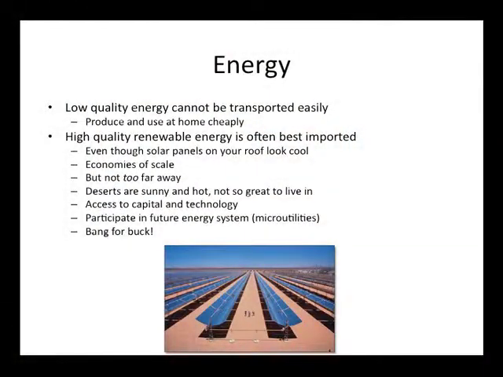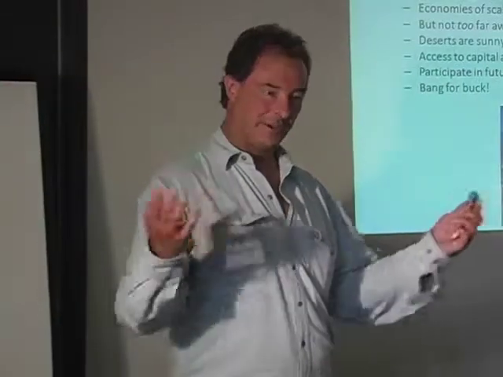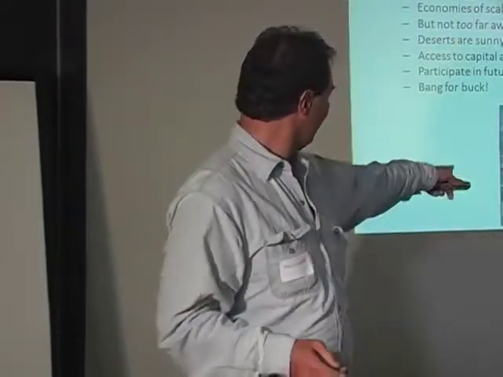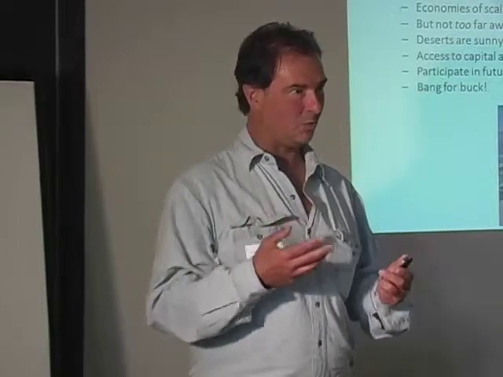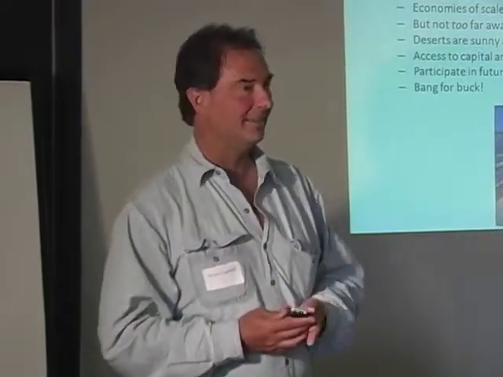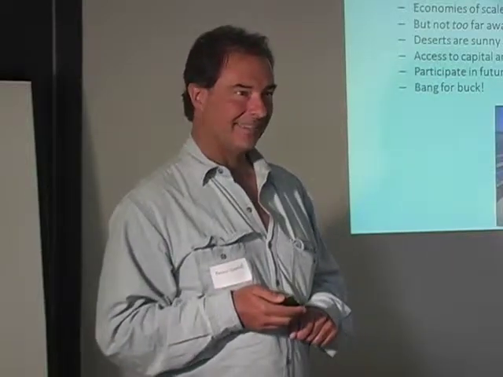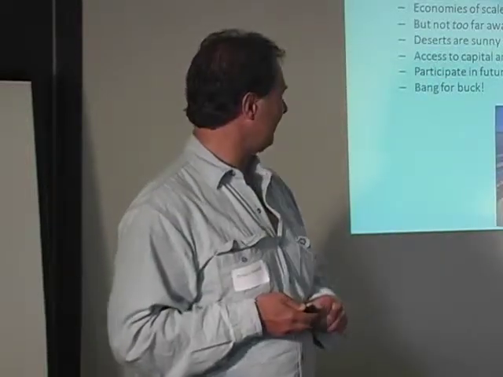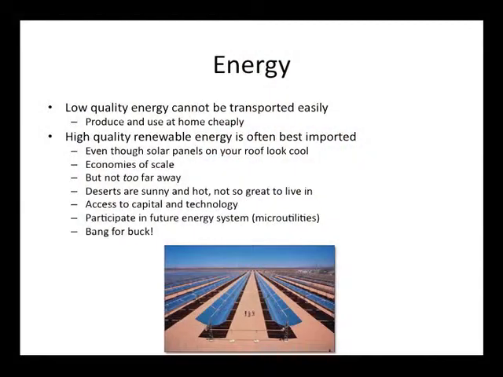High quality renewable energy, however, might often be best imported. Even though solar panels on your roof look cool, they're economies of scale. It turns out that solar thermal plants, where you have a lot of mirrors, collect solar power like this and focus them on places where you heat up some working fluid and use that to drive a turbine. Those are not practical at home. Those work better on a bigger scale, and they work better in places where there's lots of sun, like the Mojave Desert. They're economies of scale.